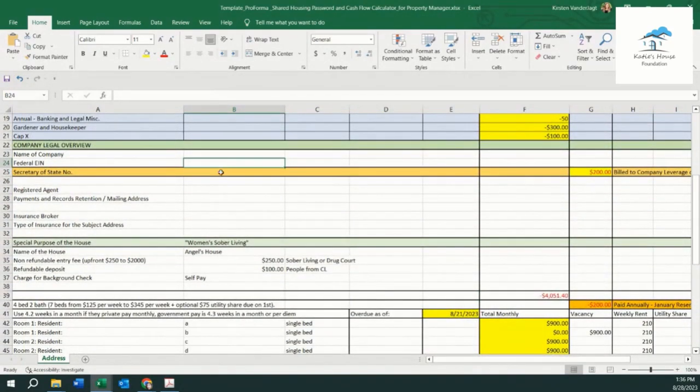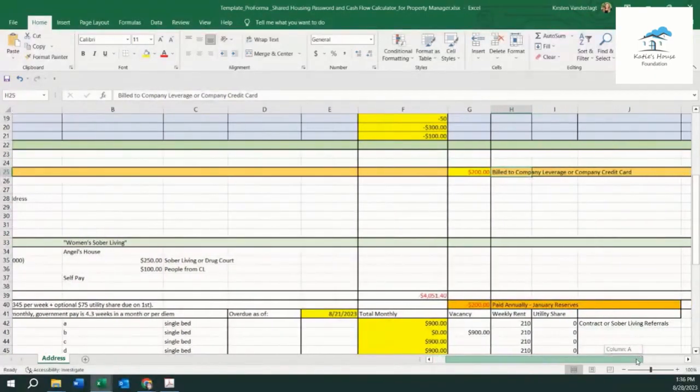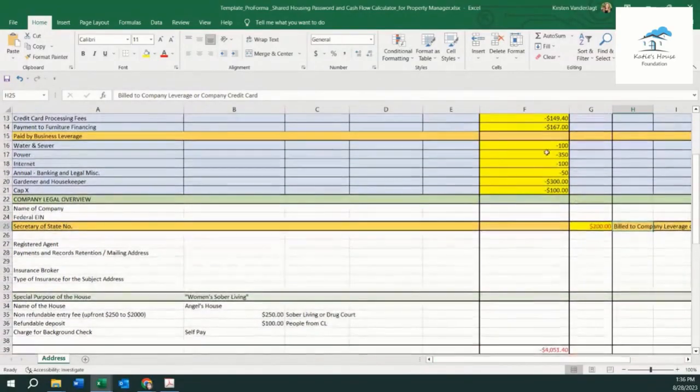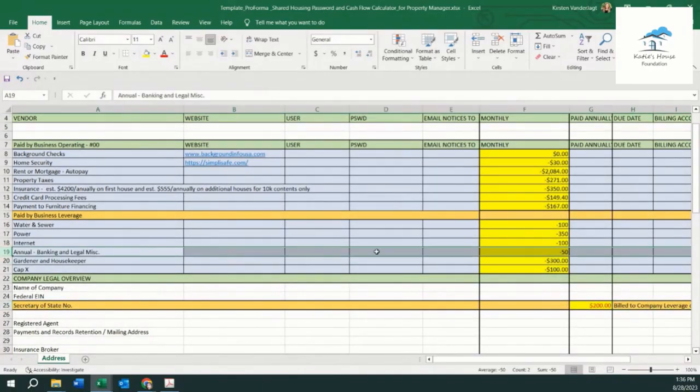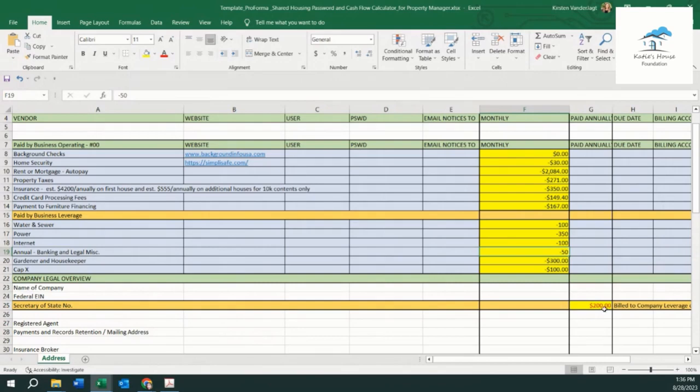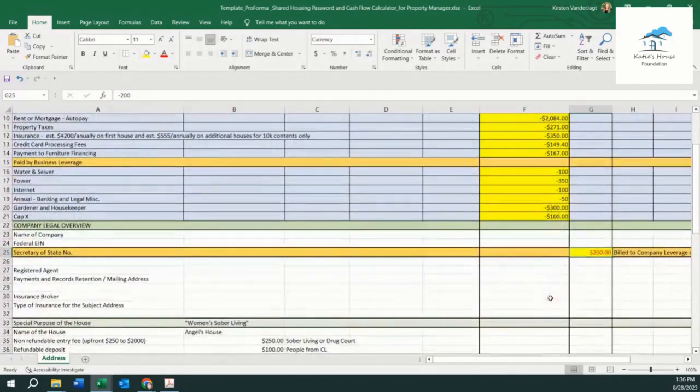The federal EIN, the Secretary of State number. You're probably going to have some annual costs around this, which you can put into this annual section. So this says that it's actually billed annually. And because it's not in the monthly here, we take that number over to this annual and make sure that it's in there. So this is $200 for the year for the Secretary of State, and it depends on what state it is. We also have a couple other annual fees, and those all get grouped in and then divided by 12.